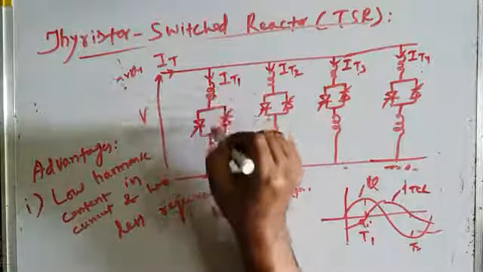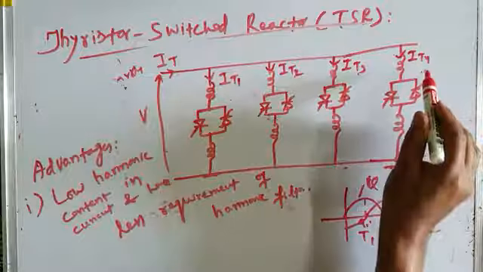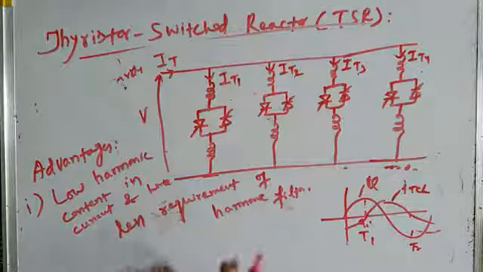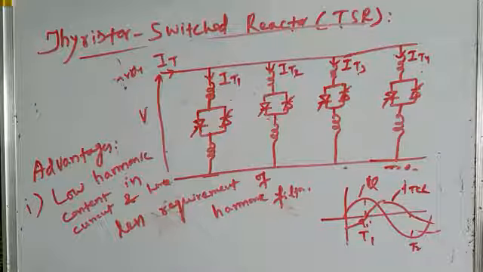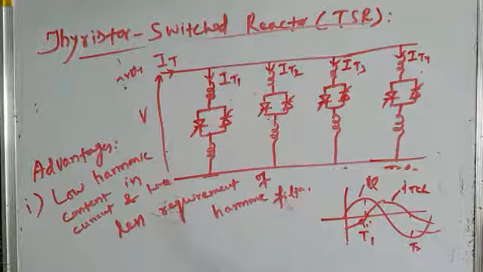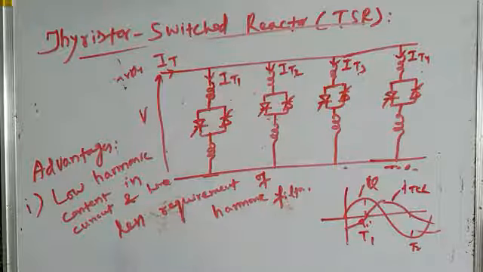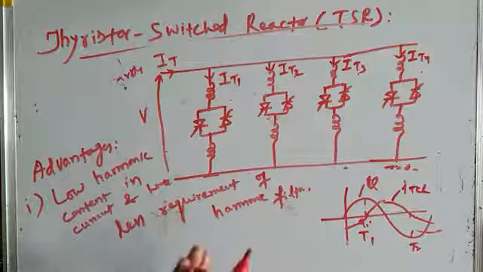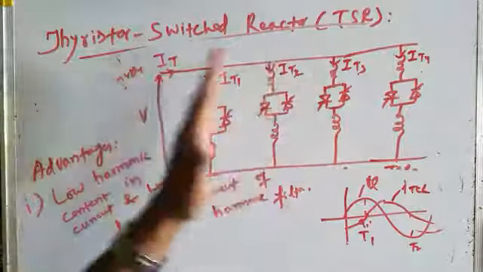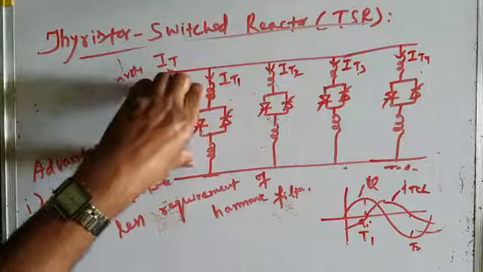And the current drawn by this TCR will be non-sinusoidal. But the sum of these currents, IT2 plus IT3 plus IT4, is much larger than the discontinuous current drawn by this TCR. So therefore, the level of distortion in the current will be very, very less, and the requirement for harmonic filters will drastically reduce. So when the requirement of harmonic filters reduces, the size and cost of filters drastically reduces. So your TCR becomes less bulky and less costly. This is one main advantage offered by segmented TCR over a single TCR alone.